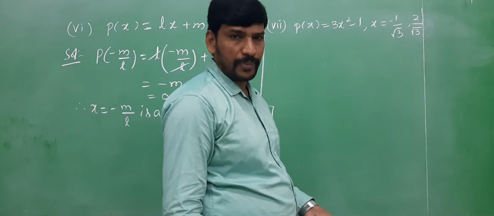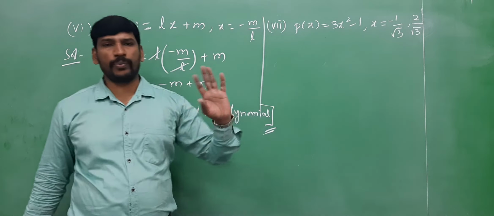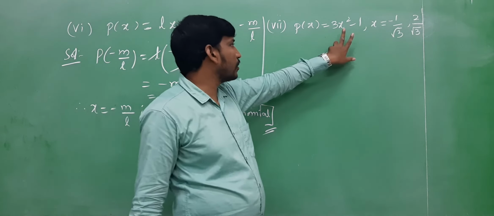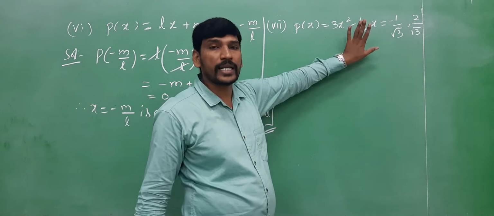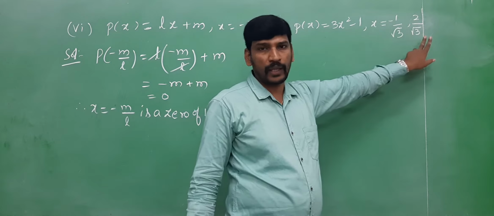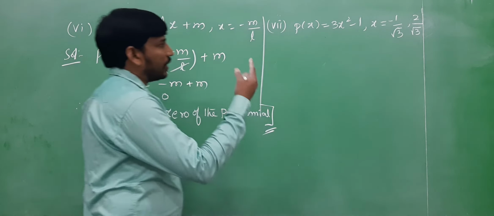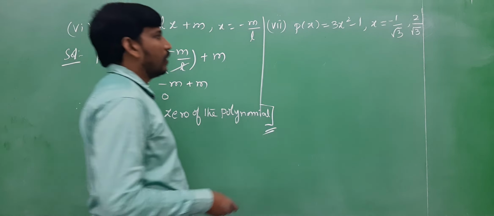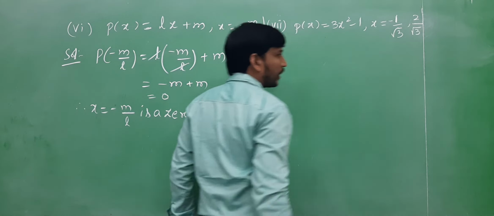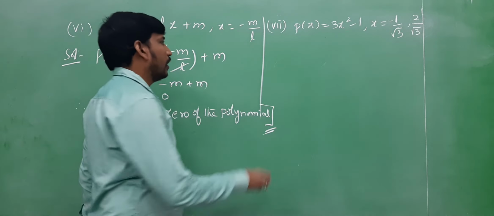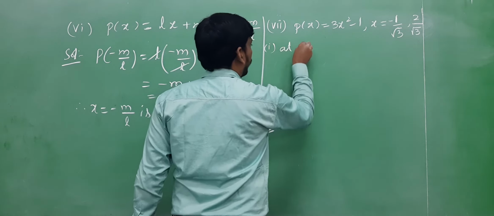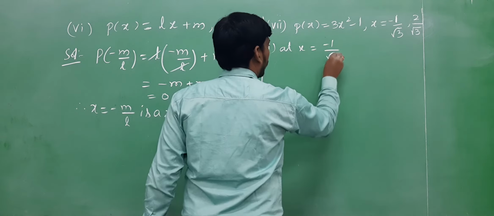Now coming to the 7th one. Here, if you observe, till now we discussed only linear polynomials. But now coming to this here. This is p of x equal to 3x square minus 1. It is a quadratic polynomial. That's why they have given two values. We need to find out whether they are the zeros of the polynomial or not. One is x is equal to minus 1 by root 3 and the other is 2 by root 3, square root of 3. Now, first one is at x equal to minus 1 by root 3.